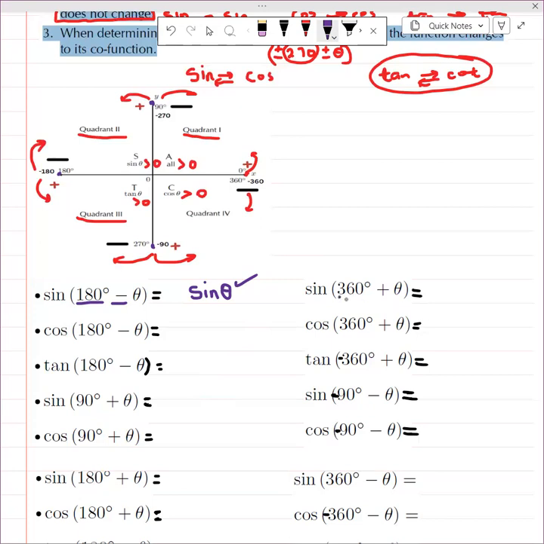I see, okay, I have 360, so I'm not going to change. So I still have sine theta. Right. Now I need to look at the sign, right? 360. Let's check 360 plus. 360 is here. Plus, we're going up. You see plus is here, so we're going up. So we're in the first quadrant. In the first quadrant, all of them are positive. So I'm done. This is positive.